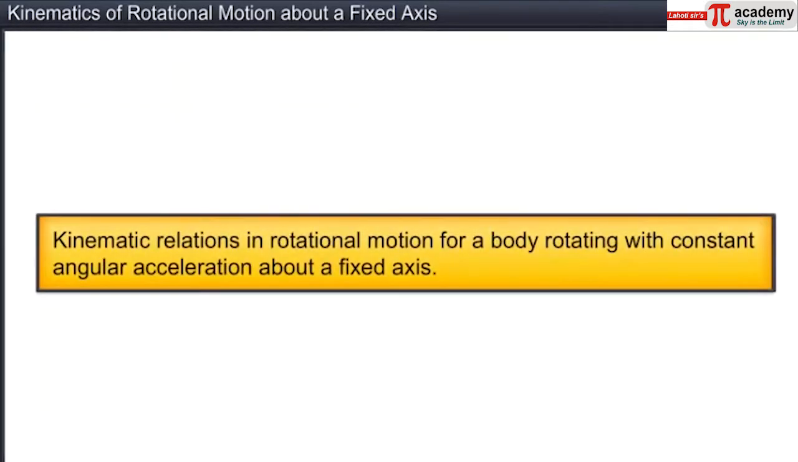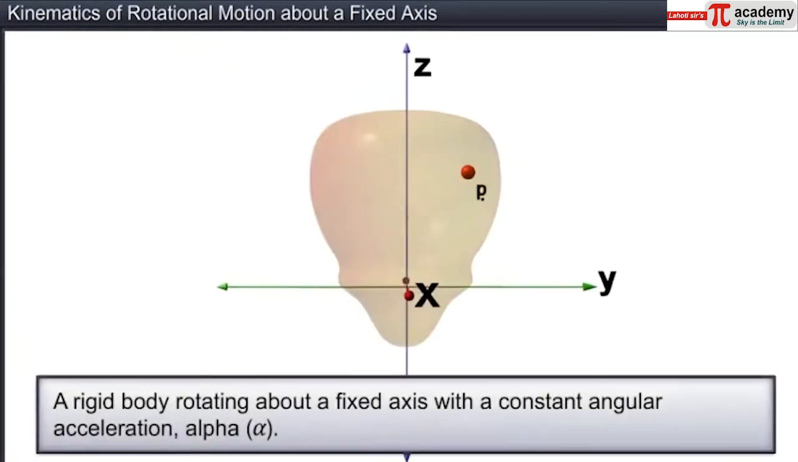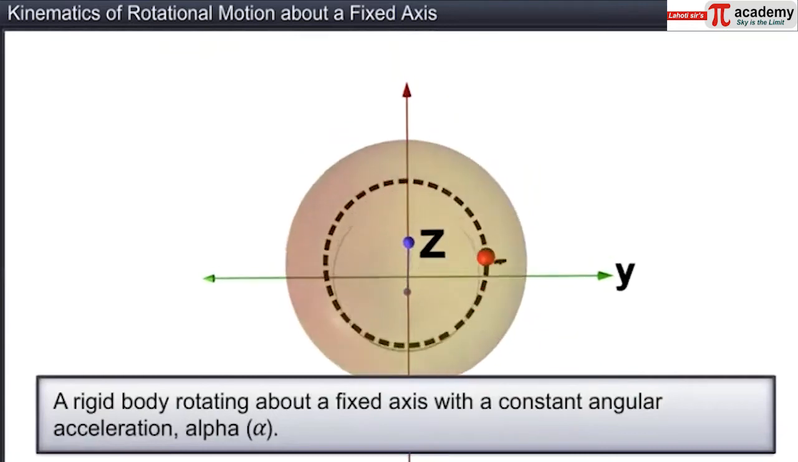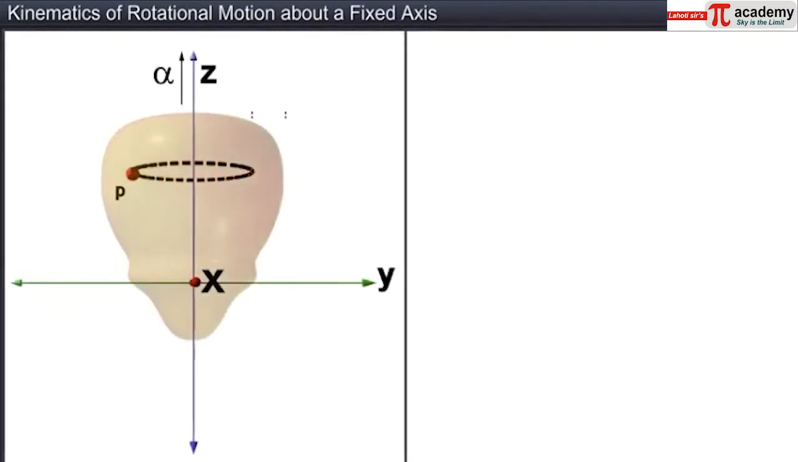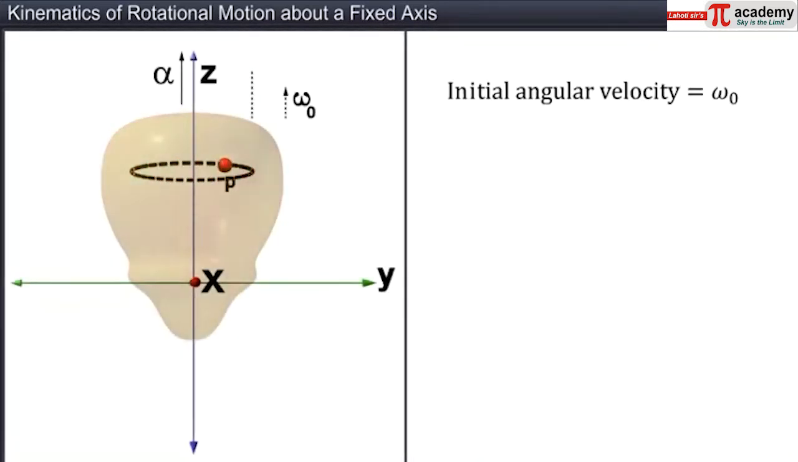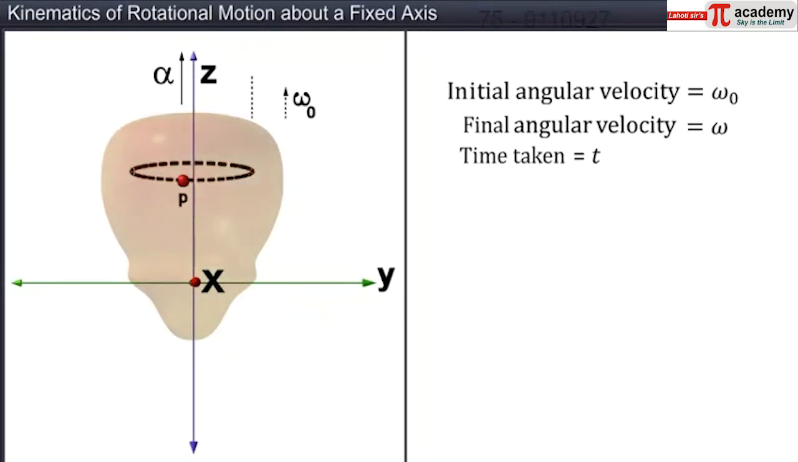Now, let us try to get similar relationships in rotational motion. We shall restrict our discussion to a rigid body rotating with constant angular acceleration about a fixed axis. Consider a rigid body rotating about the z-axis with a constant angular acceleration alpha. Let its angular velocity be changed from omega naught to omega in t seconds.